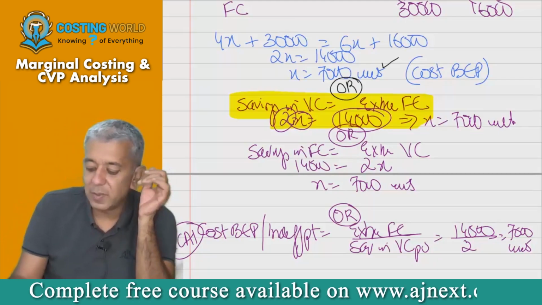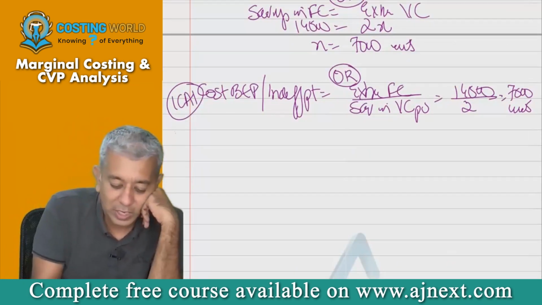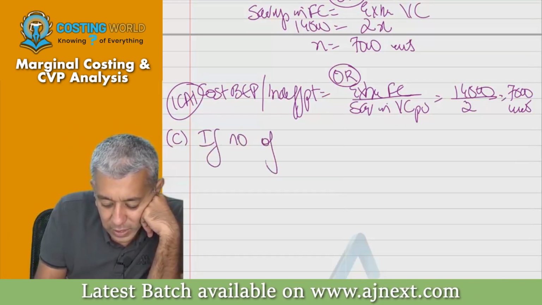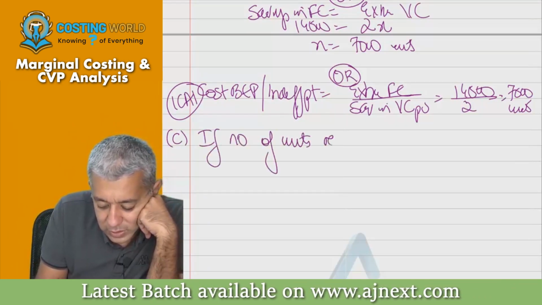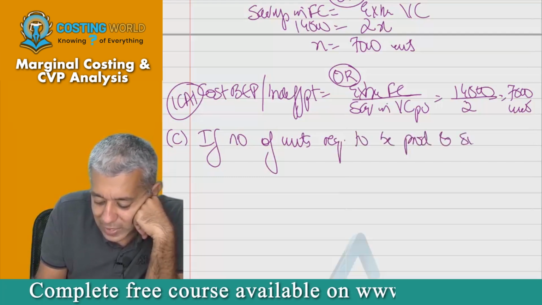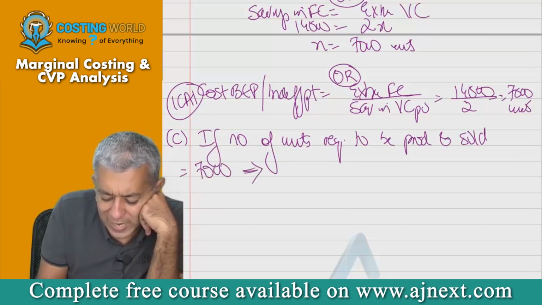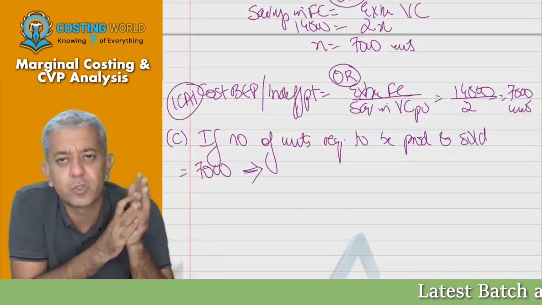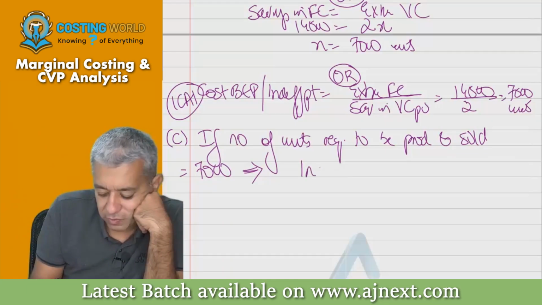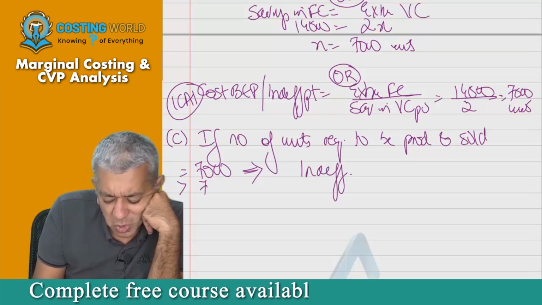Okay, but answer me 3 things. If you have understood this, I don't think there will be any problem answering. If the number of units required to be produced and sold is equal to 7,000, I want to be exactly producing and selling 7,000 units. Tell me which machine you would like to buy? Indifferent. Now it requires brains. Think.